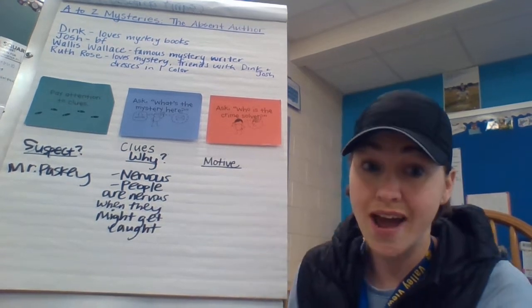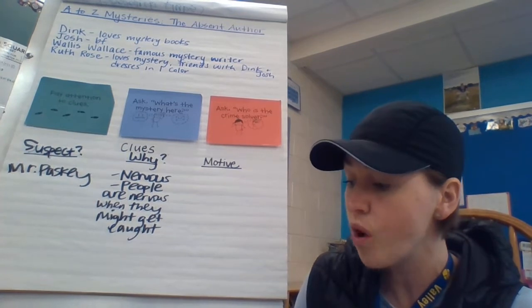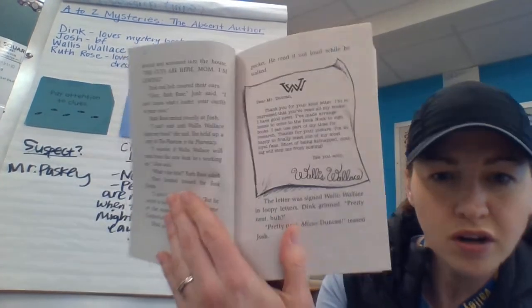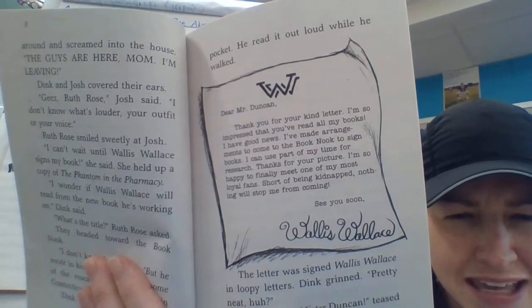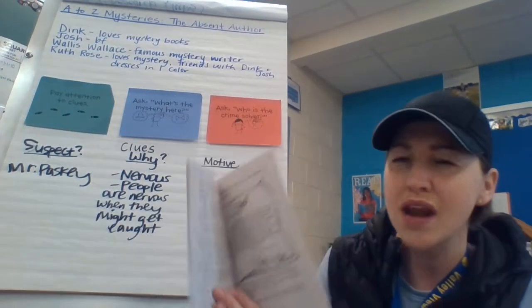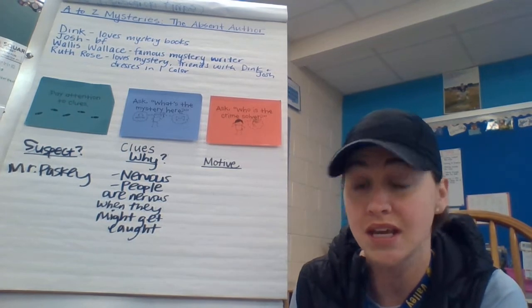Right now, Dink is worried because in the letter he got from Wallace Wallace, he said he would be there short of being kidnapped, which seems very suspicious. So now Dink is assuming that since he's not there, that must mean he was kidnapped.